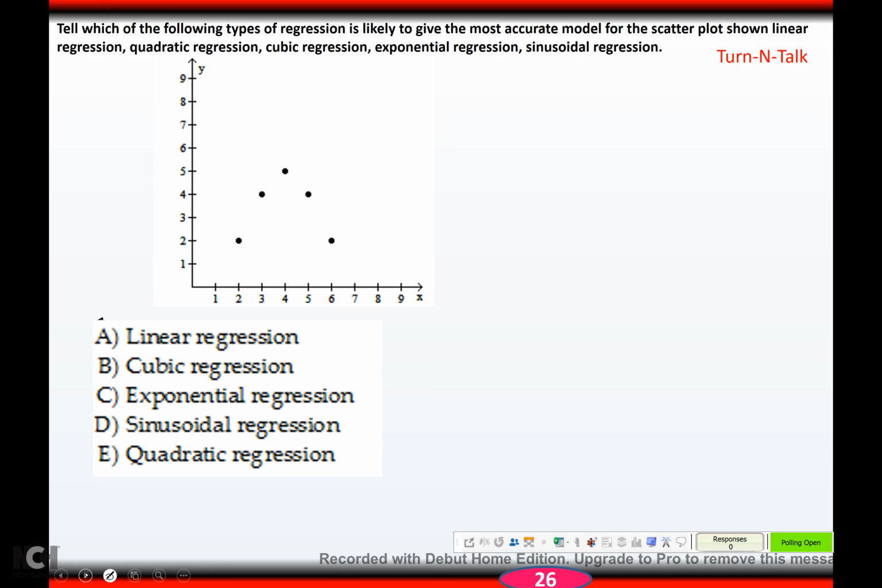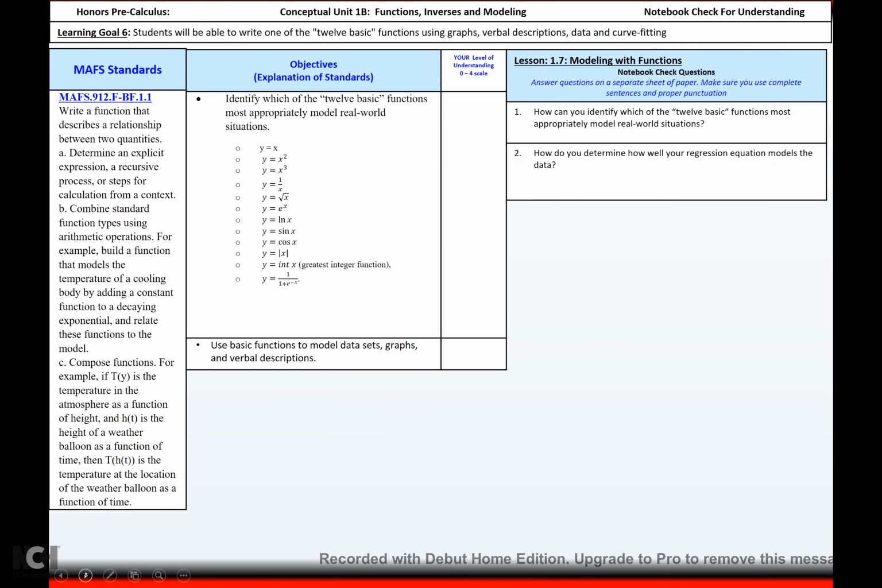On this one, hit pause. And we're back. If I try to connect these, I make a parabolic shape, so I'm going to go with quadratic, and I'm right. So how can you identify which of the 12 basic functions most appropriately models real world data? Well, mostly by its shape. And how do you determine how well your regression equation models the data? Well, how many dots it hits. If it hits a lot of the dots, then it's strong.